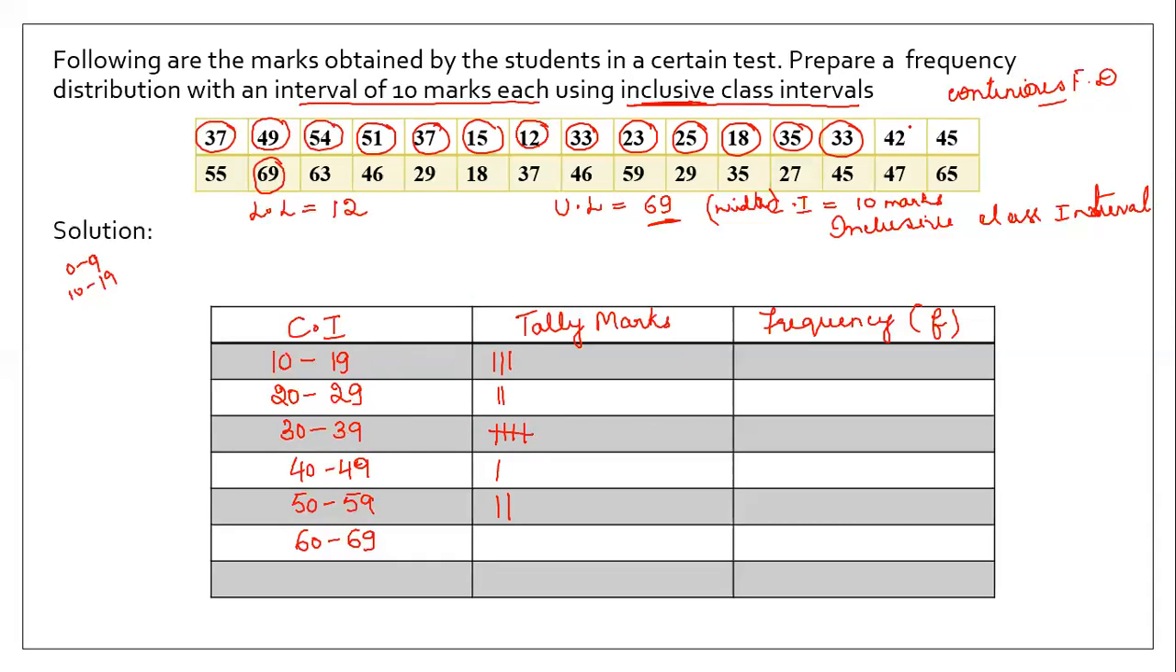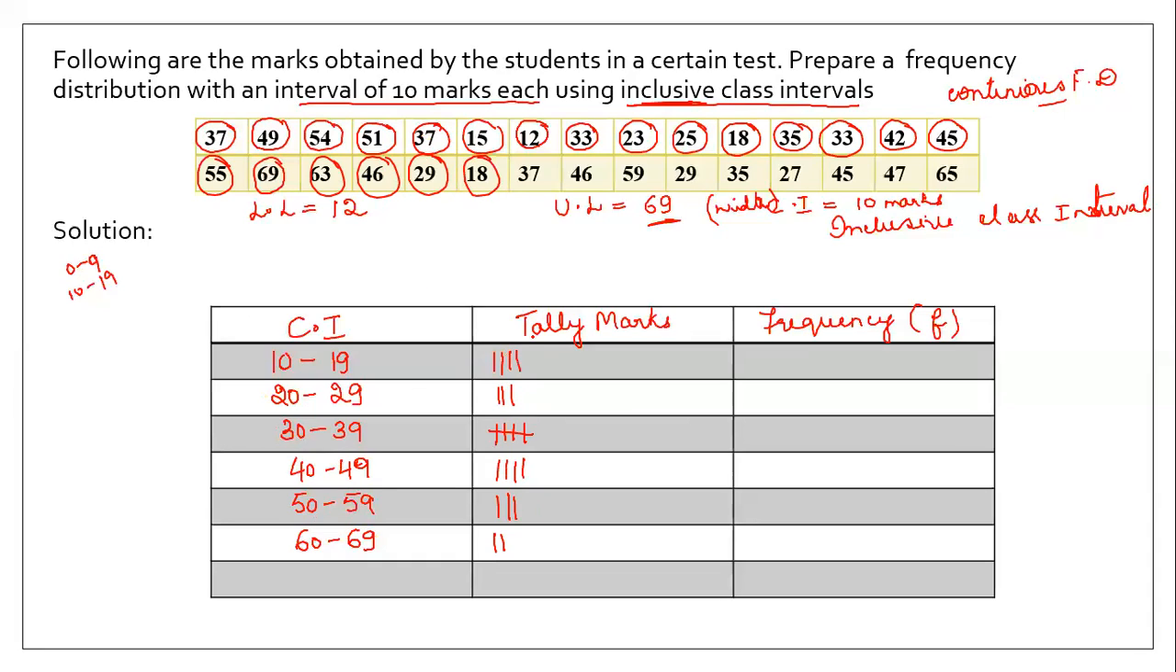So cancel this. 42 will be between 40 to 49. 45 will be 40 to 49. 55 will be from 50 to 59. 69 will be here. The last one, sorry, 63, will be included from 60 to 69. 46 is included in 40 to 49. 29 will be included here.